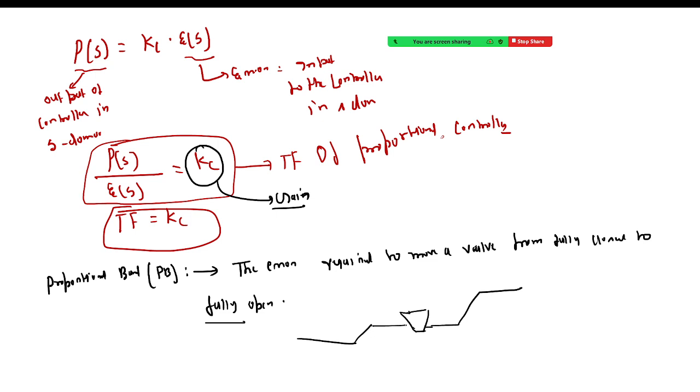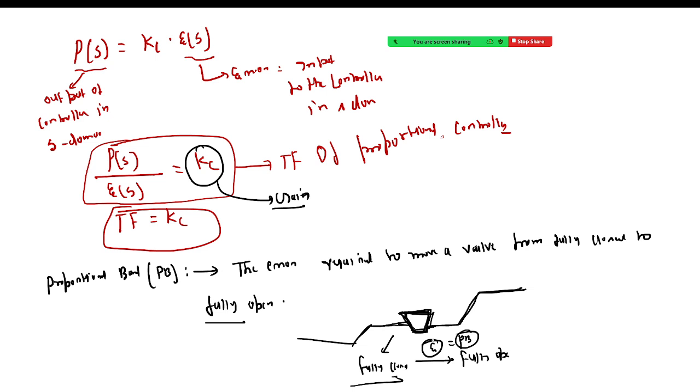right? So this valve is there in a process industry, right? Now this one is right now completely closed. This one is fully closed. Now what happens in a process? This process will require it to go from fully closed to fully open. So during this particular process, what happens? Some error will be getting generated in the system, right? And that error is called E, and that is called the proportional band, right?